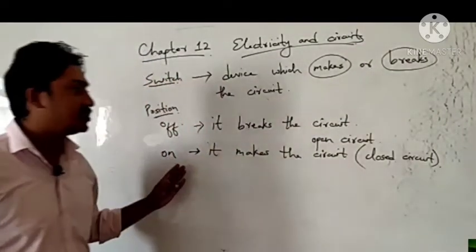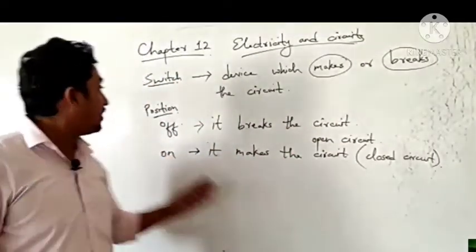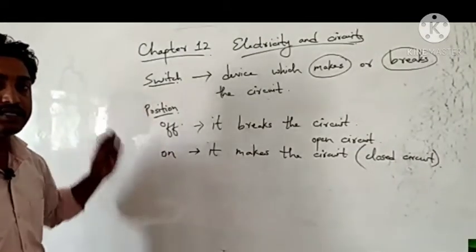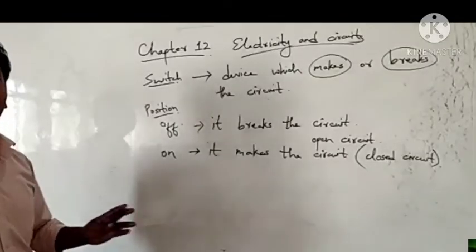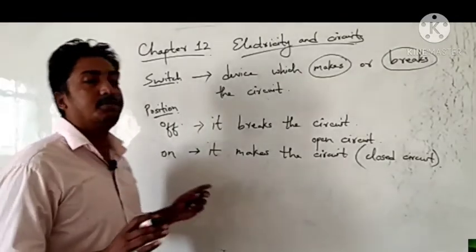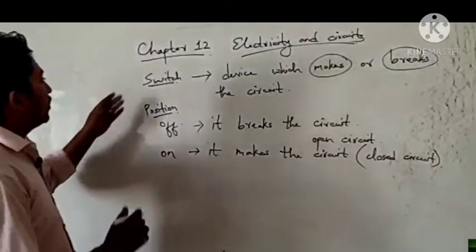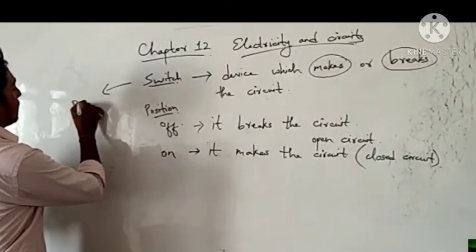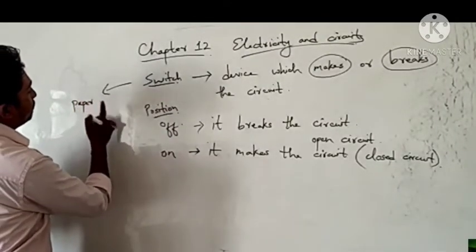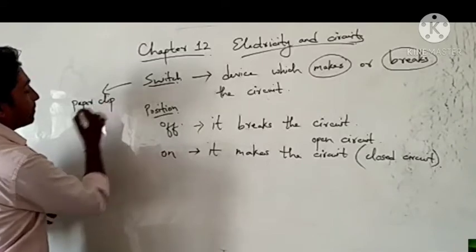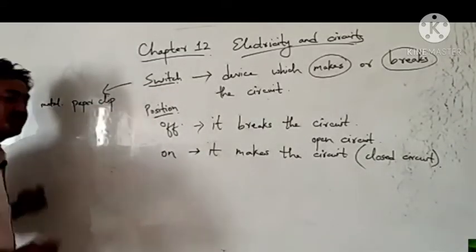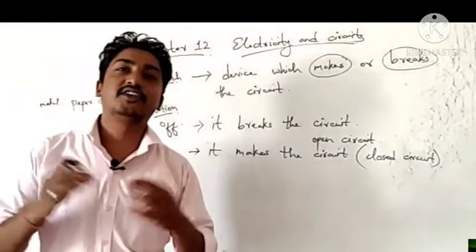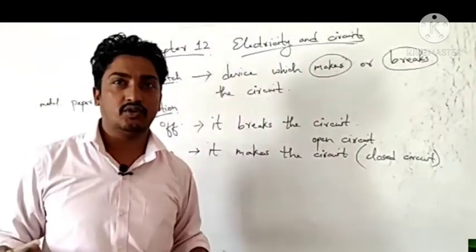So that type of circuit is known as closed circuit, and this switch in a simple electric circuit is made either by a paper clip. We use a metal paper clip. We have to use metal. If you use an insulated paper clip, it will not work.